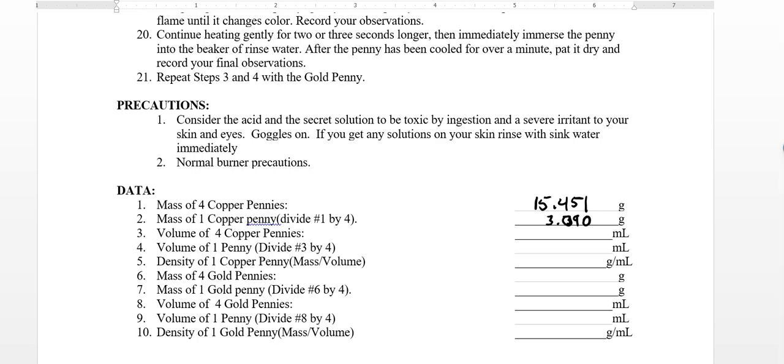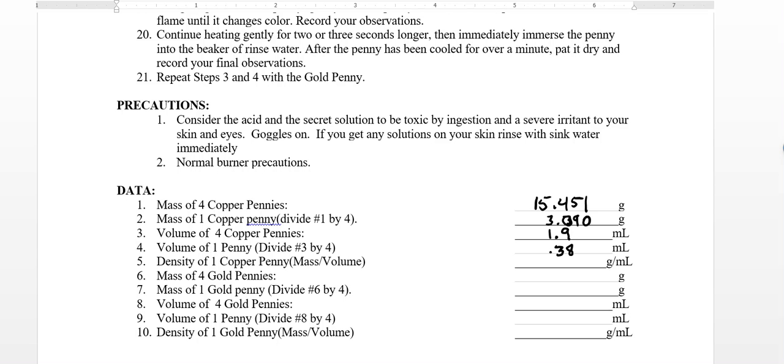3.3090. All right. So the volume of 4 pennies, whether you're advanced or honors, you should have been able to measure to 1 decimal place. So go, Alex. 1.9. And when you divide by 4, which once again is not a measured number, so you retain 1 decimal place, go. 0.38. You should have 2 sig digs.